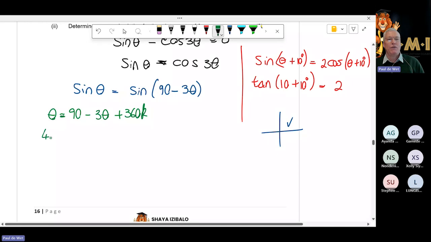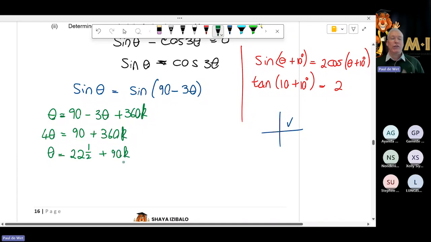Now what are you going to do? Solve for theta. So we get 4 theta equals 90 plus 360k. Divide by 4. Theta is 22.5 plus 90k. Okay, well done. But you're missing some answers here, and I'm going to explain this. There are some other answers here. Just listen very carefully now.